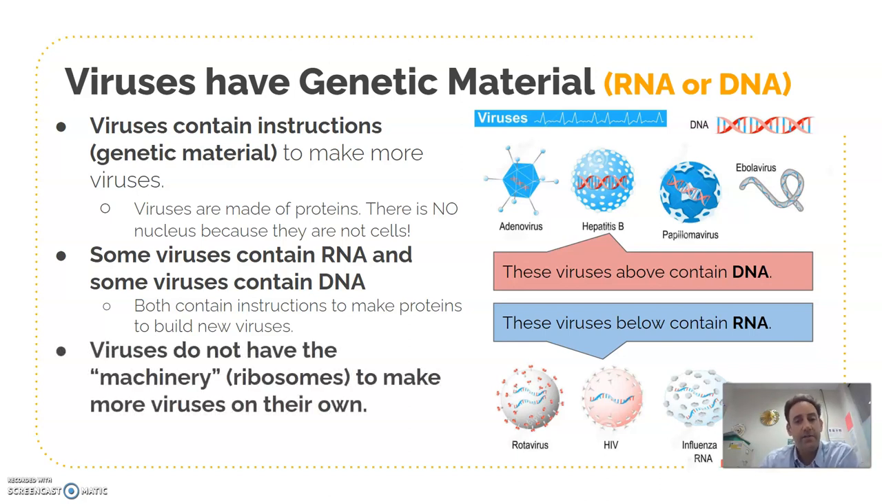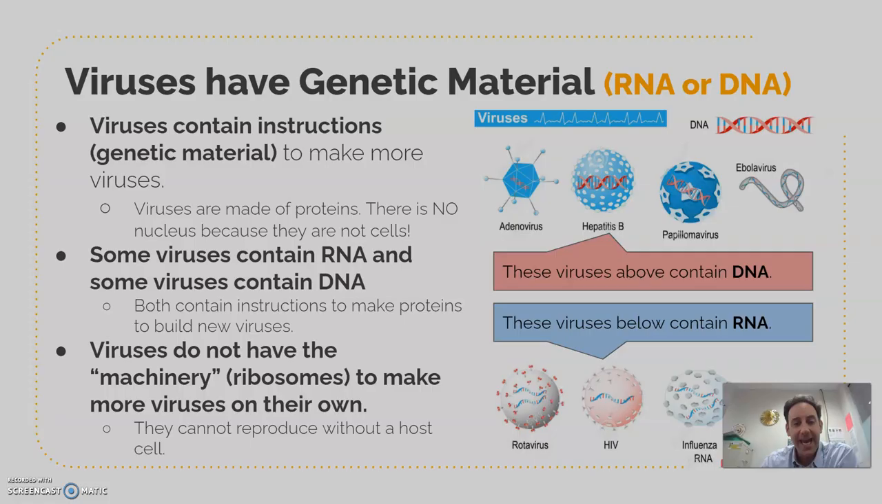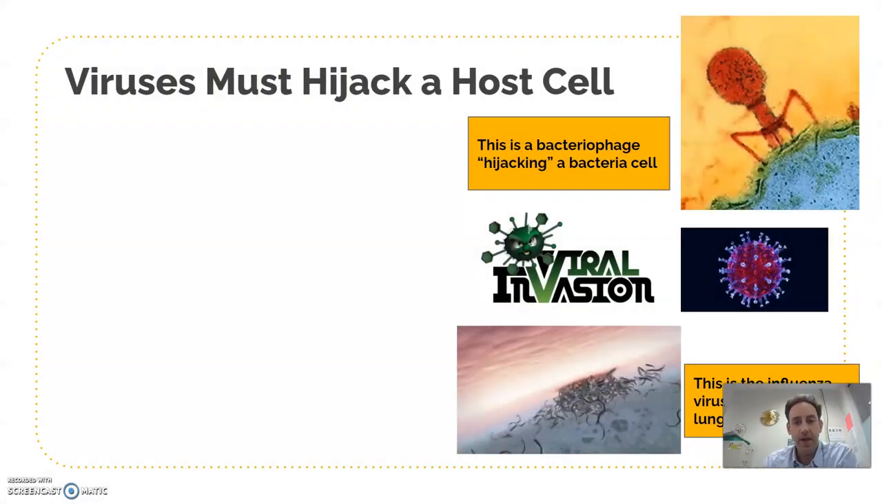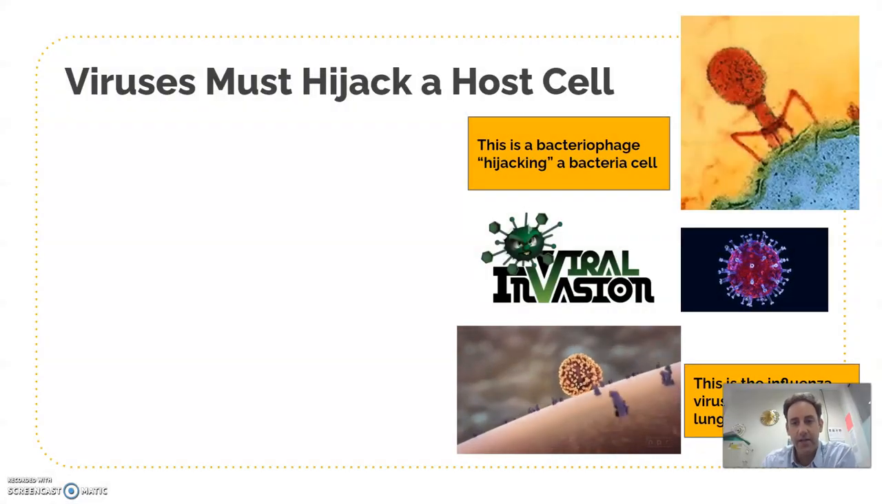And again, the viruses don't have their own machinery or ribosomes to make viruses on their own, so they basically are going to inject their own genetic material into a host cell, and then that host cell's machinery will use that genetic material to build new viruses. So they can't reproduce without a host cell. They have to hijack a host cell.